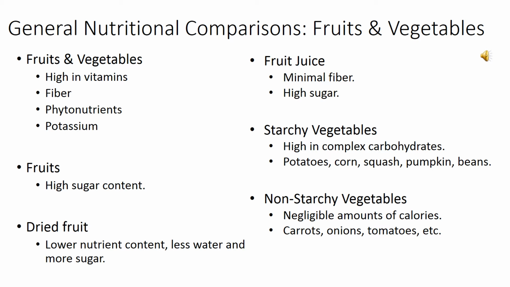Starchy vegetables are also relatively high in calories compared to other vegetables. They are high, though, in complex carbohydrates or starch. Now, there's only a few starchy vegetables. Again, this includes only potatoes, corn, squash, pumpkin. But for these, it's very important to know that there is a high calorie and carbohydrate content.